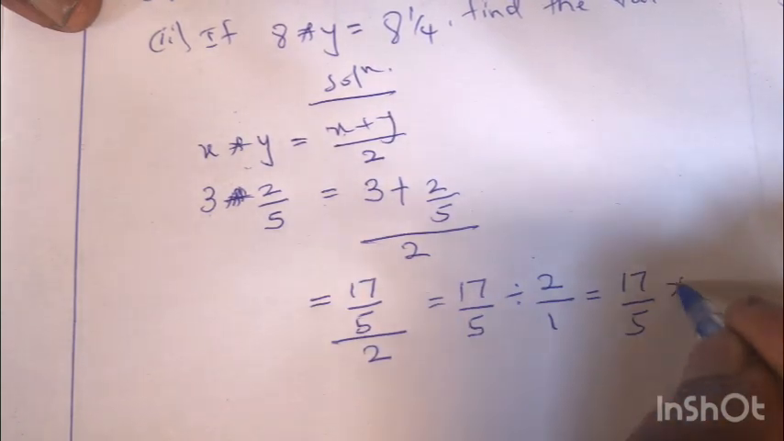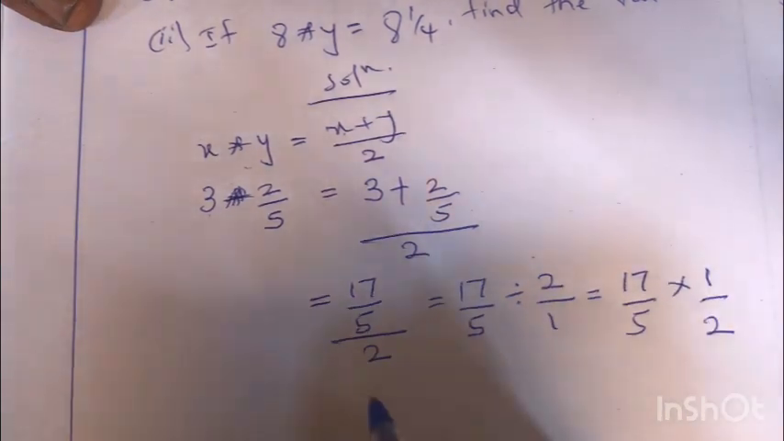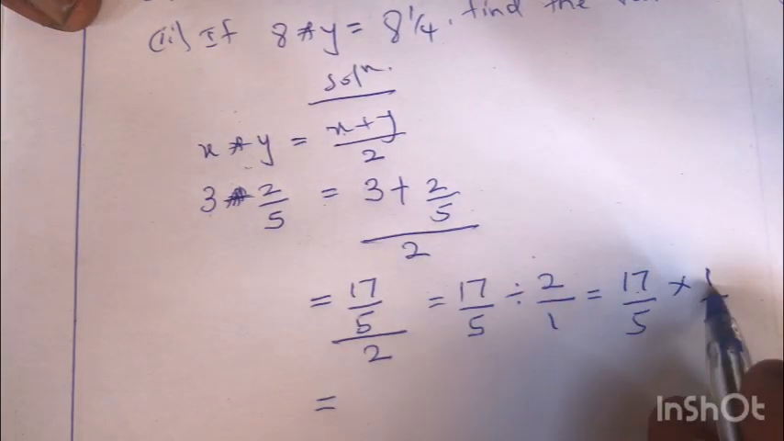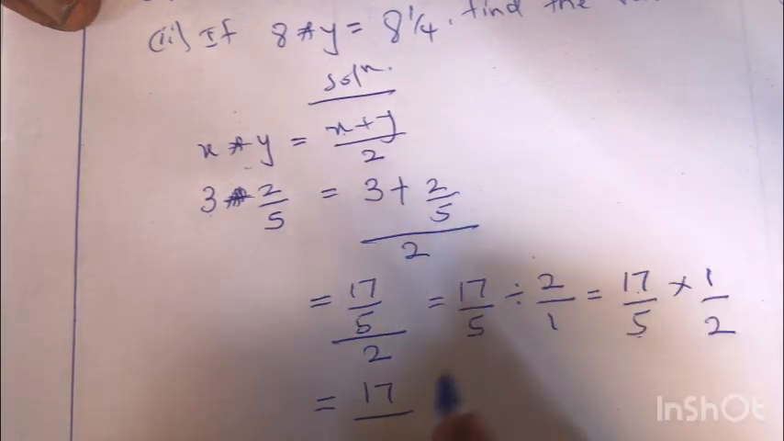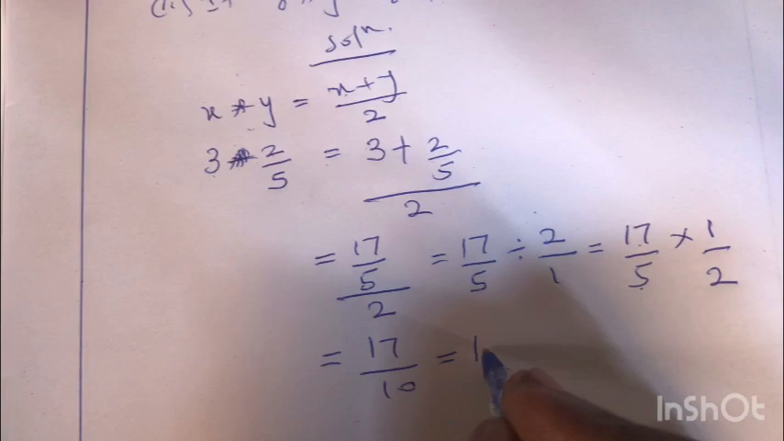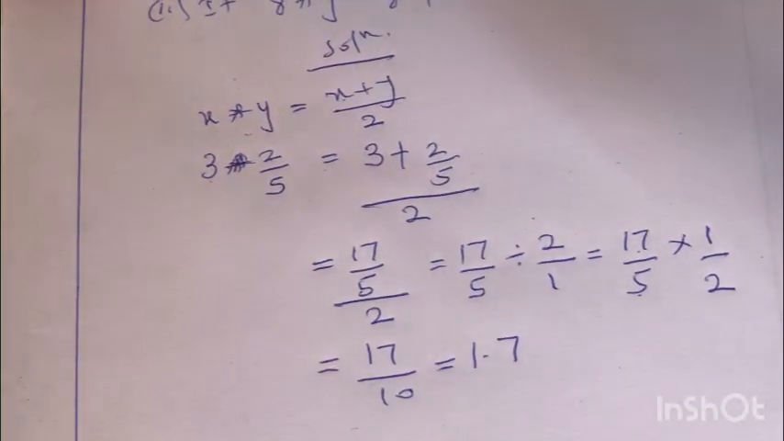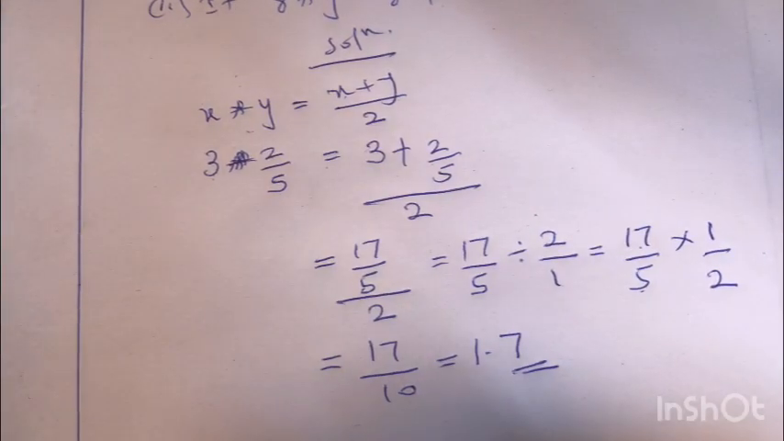Change the division to times and reciprocate: 1 over 2. So I'm going to get 17 times 1, 17, over 5 times 2, 10. And this is the same as 1.7. That's all. So that will be your first answer.